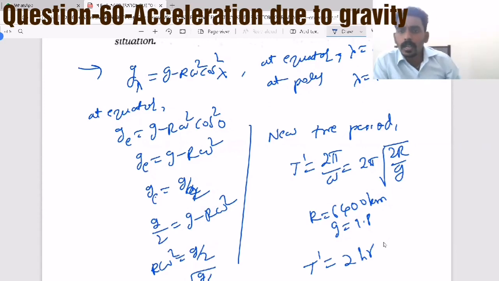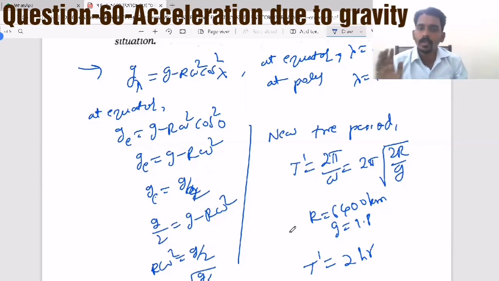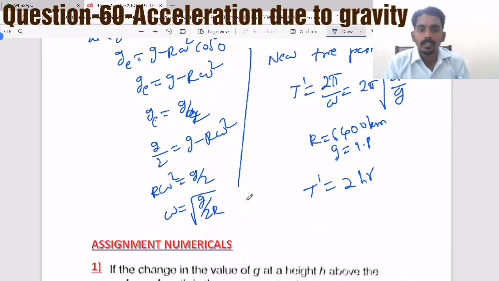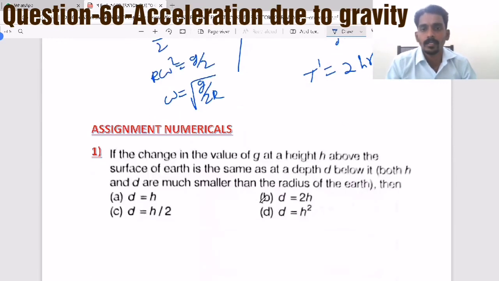So this is the time period means what? Time taken to complete one revolution. That is nothing but what? Length of the day. Actual length of the day is what? 24 hours. But here it is 2 hours because of the change in speed. So it is rotating very fast, very quick. So that's why the time period got decreased. So that is what you need to understand here. So now the new length of the day according to this question is 2 hours.